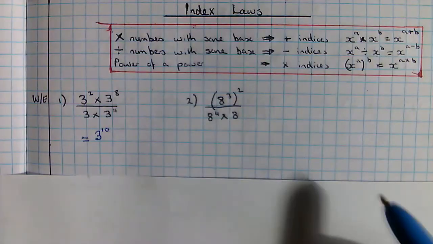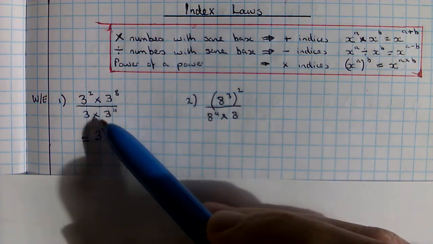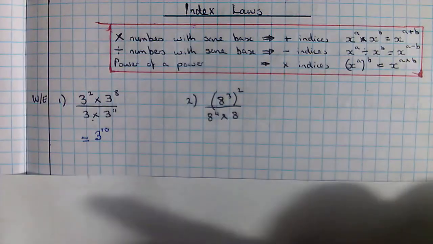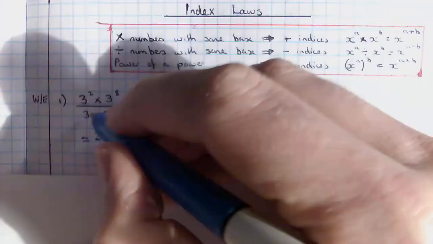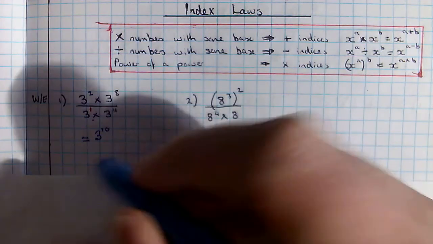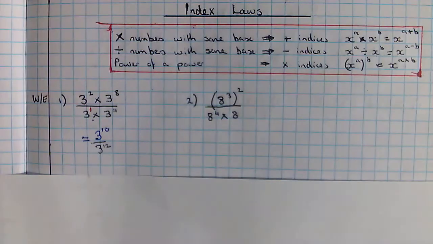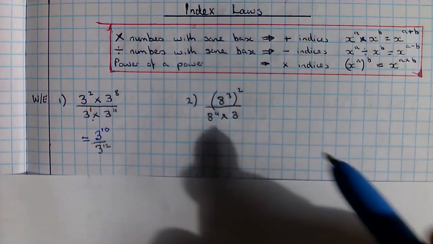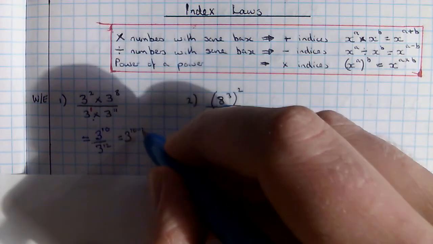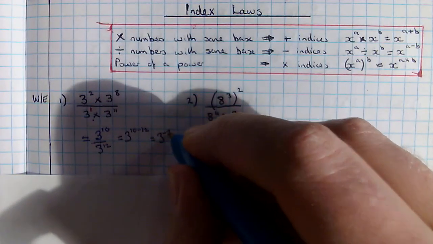Now, on the bottom, I don't have a power on a 3. It's 3 on its own, times 3 to the power of 11. Well, I've got just one 3 there. It's not squared, so I'm just going to write in, just to jog my memory, that if there's no power at all, that's a power of 1. So down here, I'm going to have dividing by 3 to the power of 12, because I've added those powers together. So my next step is to subtract the powers. It's going to give me 3 to the power of 10 take away 12. 10 take away 12 is minus 2, so it gives me an answer of 3 to the power of minus 2.